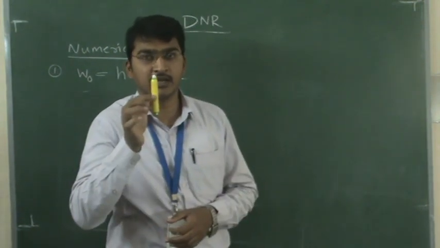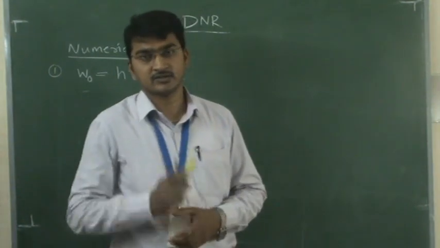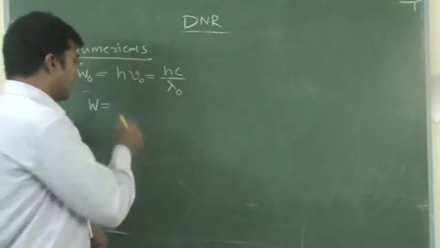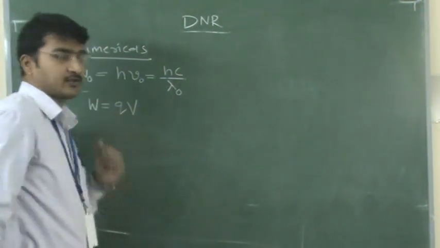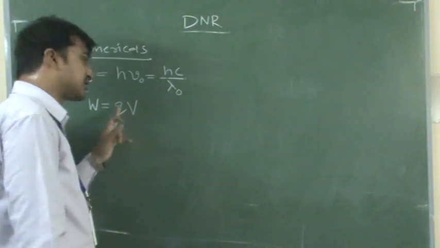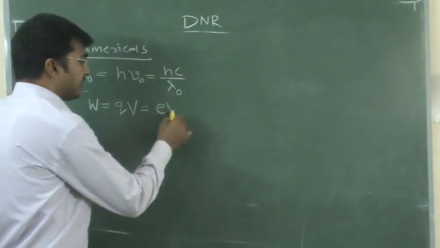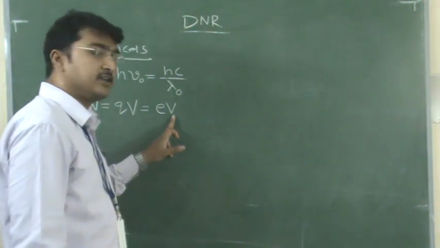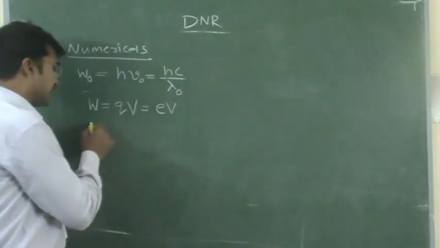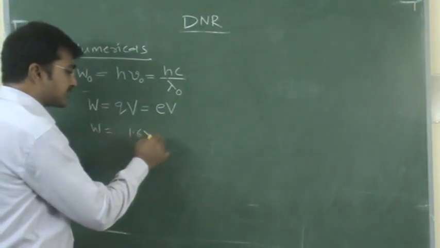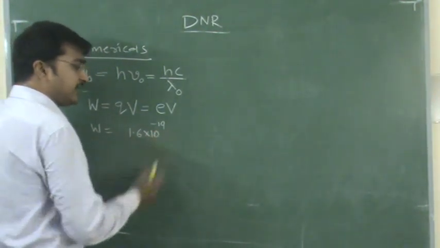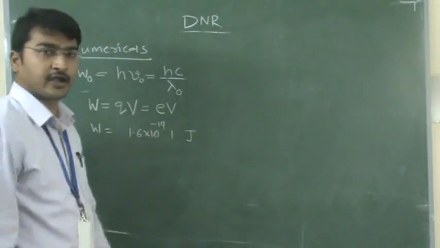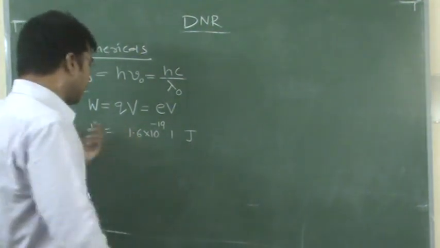So that is the particle, a massive particle, doing some work. The work done by any charge is QV. Here what is Q? Charge of electron. So E is 1.6 into 10 to the power of minus 19, and V is equal to 1 volt. That means your work done is equal to 1.6 into 10 to the power of minus 19 into 1 volt. So this is the work done.